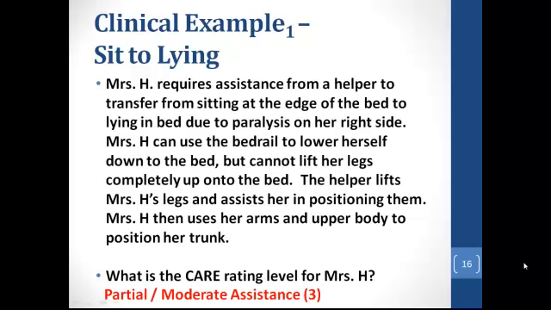The best choice would be 3, partial or moderate assistance. A helper is needed to transfer from a seated to a lying position, but Mrs. H does the majority of the task.